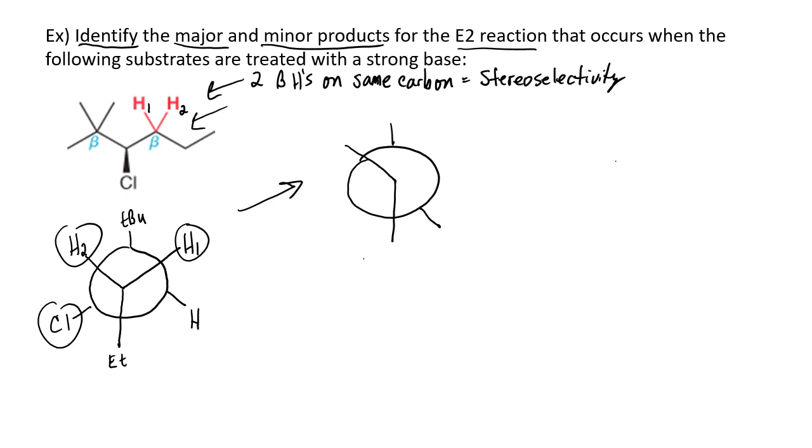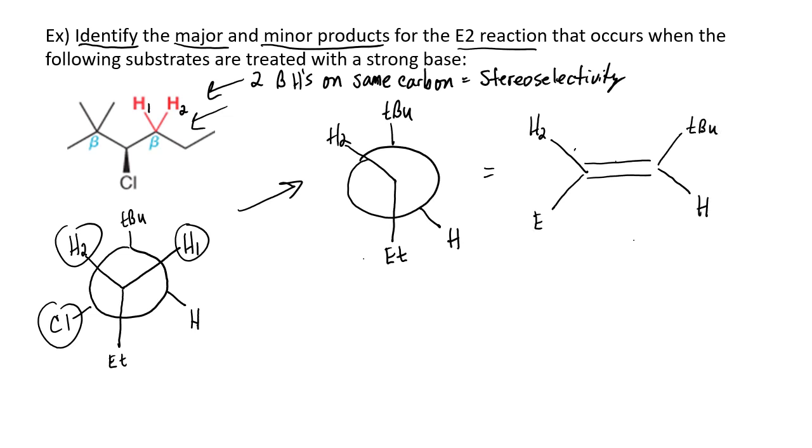If we get rid of the hydrogen and the leaving group, all right, I end up with a Newman projection like this. I can just flip it over to the right. H2, tert-butyl, H, and my ethyl group. So that's if I remove H1. But what if I want to remove H2? I'm going to have to rotate this. Let's draw a new Newman projection. I'm going to keep the back the same.